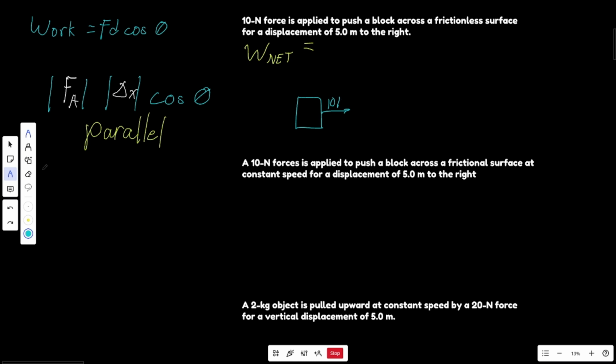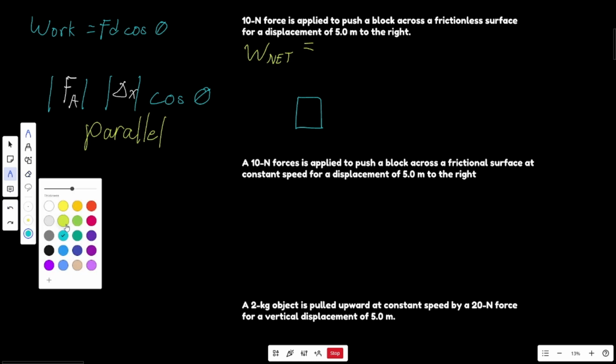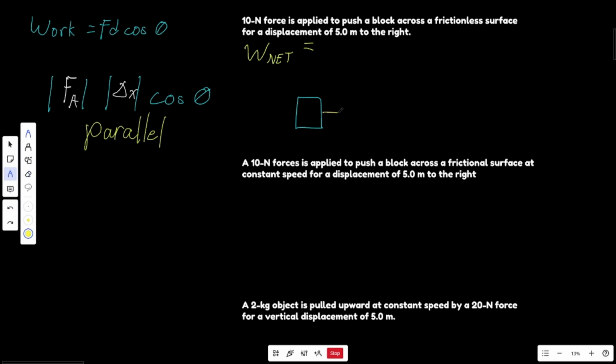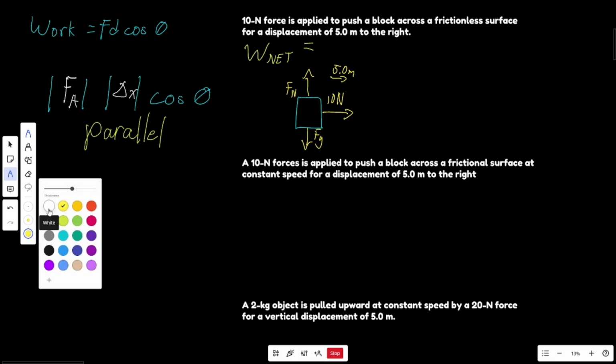Actually, let's change the color of the arrows, sorry, just so that it's distinct. Let's use yellow. So again, we're just going to write it here. There is the 10 Newton force, the 5.0 meters. There is going to be the normal force here, which is just going to be the opposite of the force of gravity. We're going to get that later. And there, so now we have 3 forces to look at. We have 3 sets of work to determine if there is a net work done.